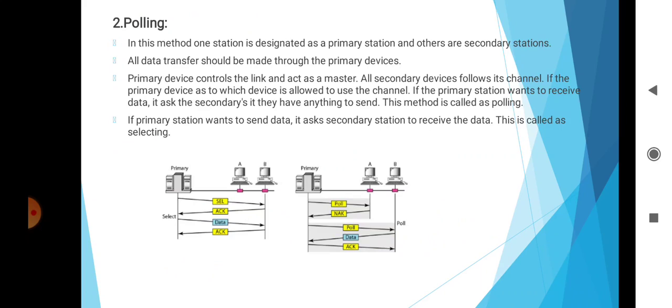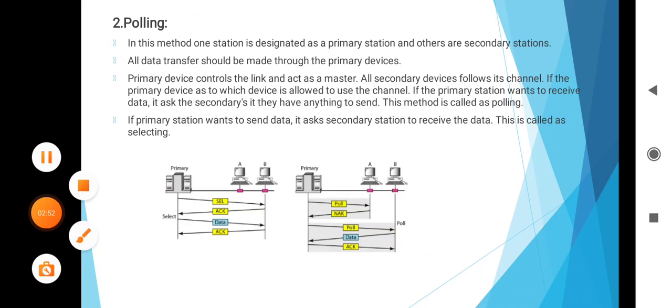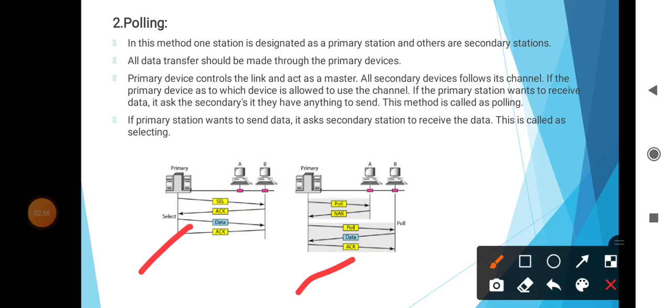Then here the primary data, and here the select, acknowledgement and data acknowledgement. There are two functions: the first one is the select function, and the second one is the poll function. The select function is used when the primary device sends data. When the primary station wants to send data to another machine, it should intimate the secondary device that it is sending the data.